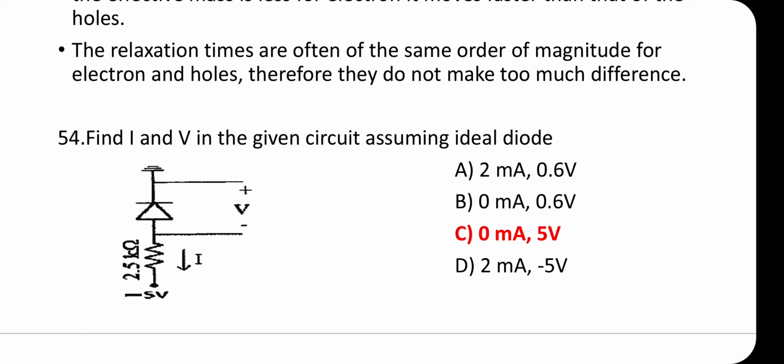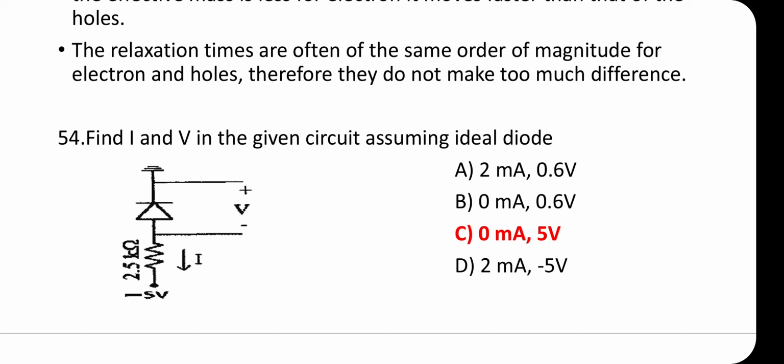Find I and V in the given circuit assuming an ideal diode. This is question number 54. Option C is the correct answer, 0 milliampere and minus 5 volt. An ideal diode acts as a short circuit when forward biased. That is, the diode can be replaced with a short terminal. Also, the diode acts as an open circuit when reverse biased. That is, the diode can be replaced with an open circuit.